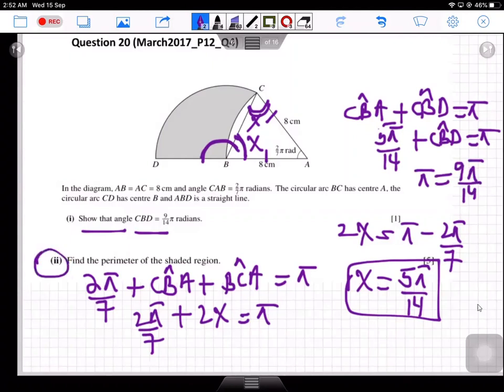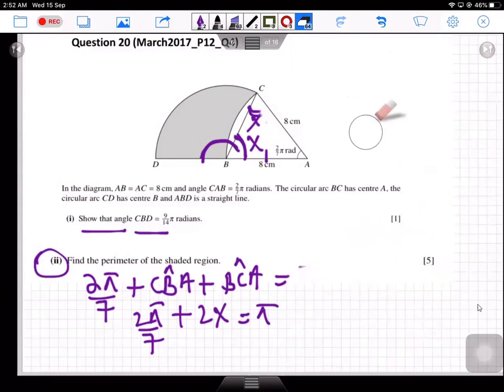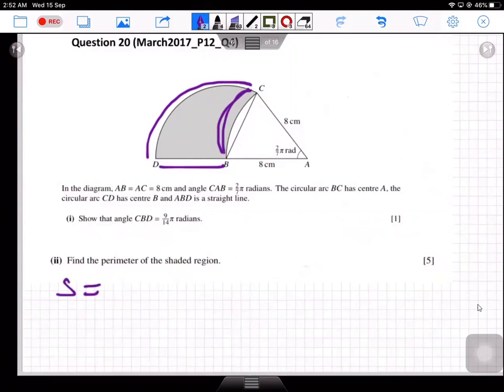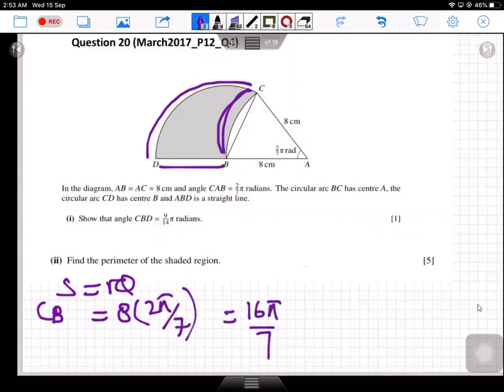Now part 2 is asking to find the perimeter of the shaded region. I'm erasing this working completely. You need to find the perimeter of the shaded region, which means you need this side, this arc length, and this arc length as well. Now, to find the arc length CB, S is equal to r theta, where theta is in radians. So arc length CB is equal to the radius of 8 centimeters multiplied by 2 pi over 7. So this is 16 pi over 7 centimeters. This is arc length CB.